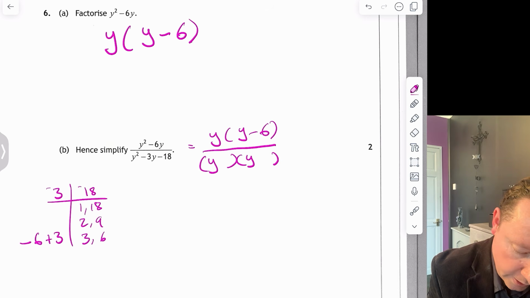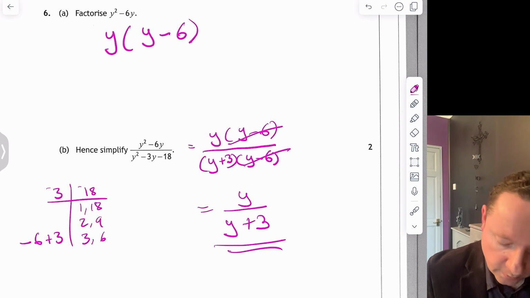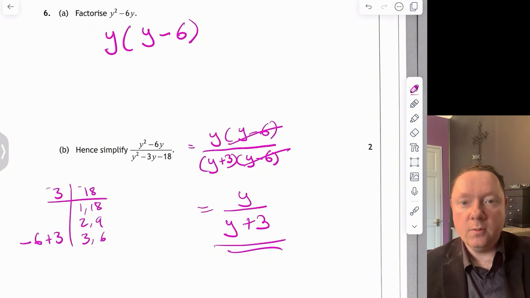So in one bracket, I get minus 6. In the other bracket, I get plus 3. And now we can just simplify by same brackets, they disappear to get y over y plus 3. Do not be tempted to then simplify the y's because the plus is in the way, you can't do that. You're finished there, and that's us done.